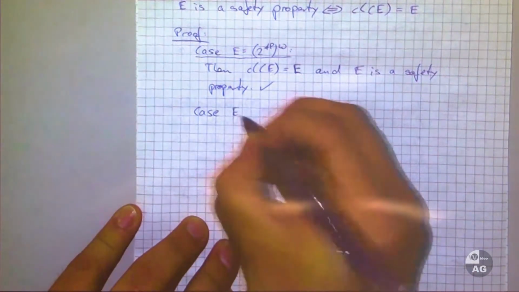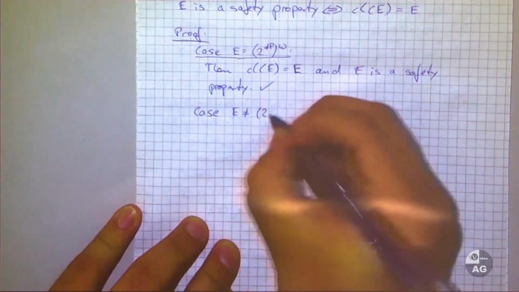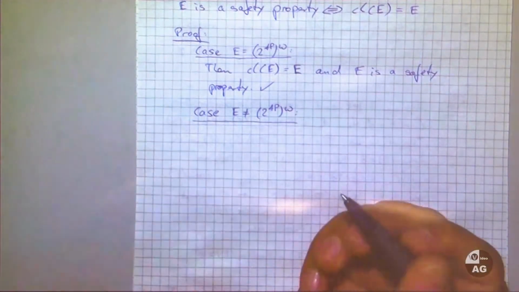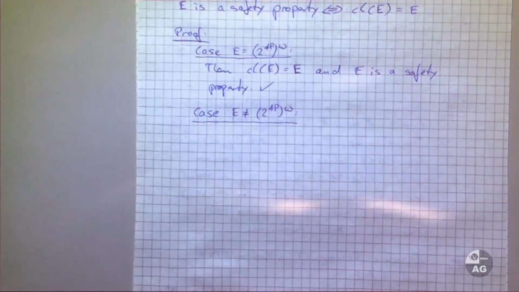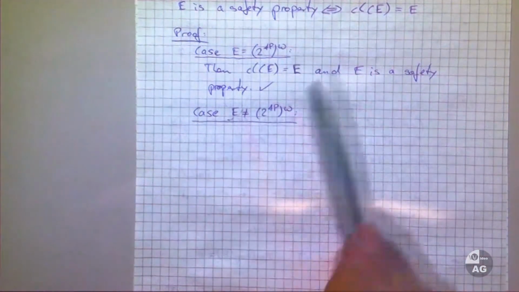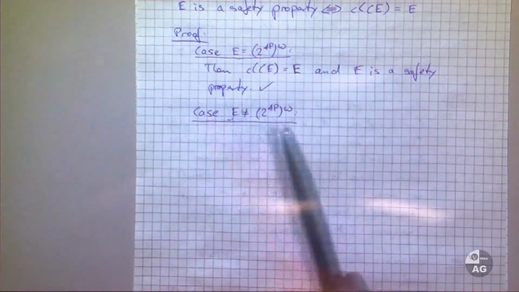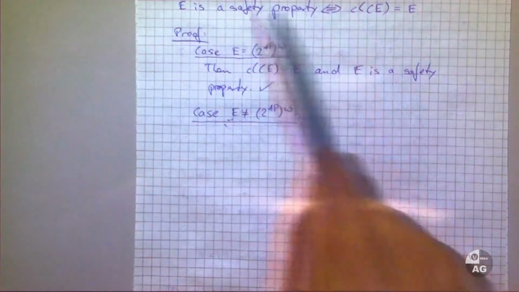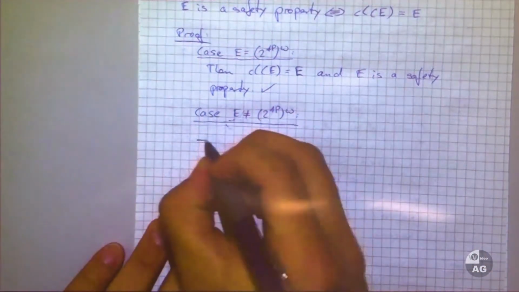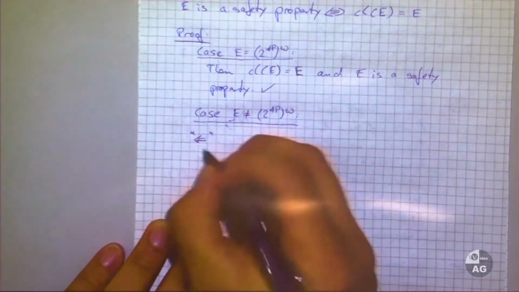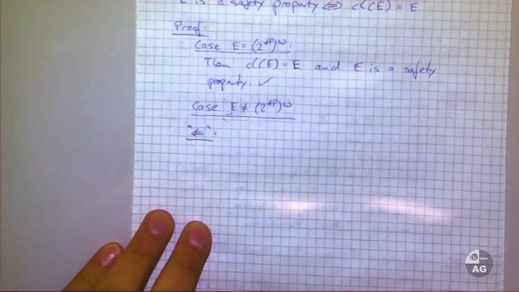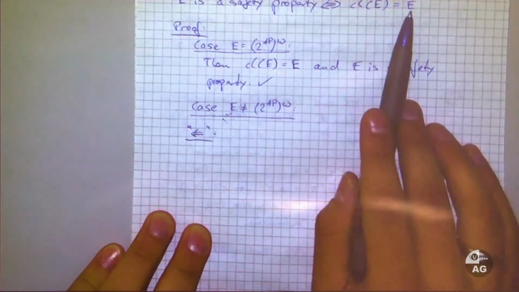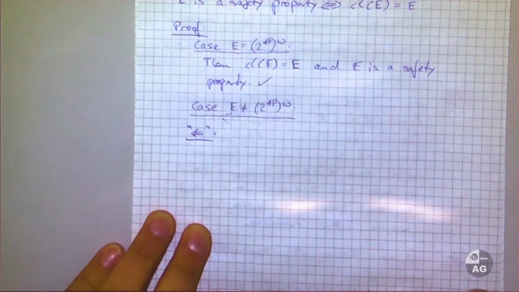So let's look at the case where E is not the set of all infinite words over 2 to the AP. Now, we still have to show both directions, right? I mean, we restricted E to a specific case, but we still have to show both directions. And let's start with the one from right to left. So we want to say that if the closure is the property itself, then E is also a safety property.